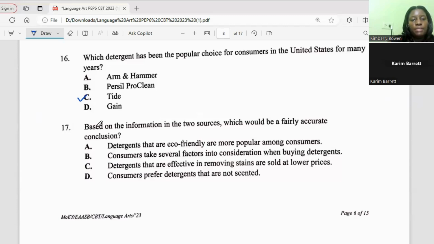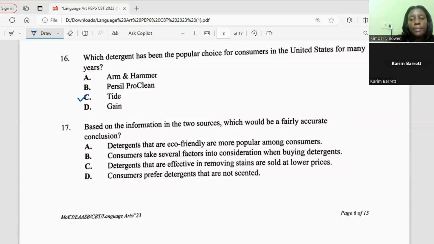All right, number 17. Based on the information in the two sources, which would be a fairly accurate conclusion? Detergents that are eco-friendly are more popular among consumers. Consumers take several factors into consideration when buying detergents. Detergents that are effective in removing stains are sold at cheaper prices, and consumers prefer detergents that are not scented.